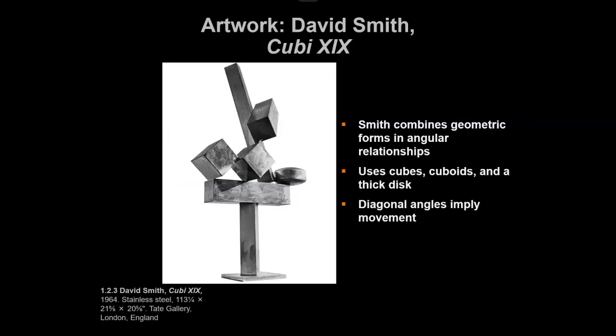Here in David Smith's piece, you see where he combines geometric forms in angular relationships. He uses the cubes, the cuboids, and then a thick disc. If you also see the diagonal angles in the piece, it does imply movement. So now you're making that connection to the other elements, where we talk about line, contrast, and balance. You're going to be able to implement them into this work as well.